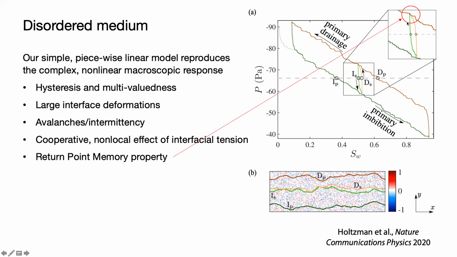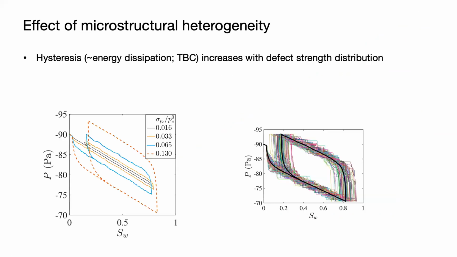And we also got, exactly, the return point memory property, where at this point, when we close the cycle, we don't just recover exactly the same pressure and saturation, but we also recover exactly the same interface. So the interfaces overlap exactly. And this will be important for the energy. And this allows us to explore different aspects of the system.